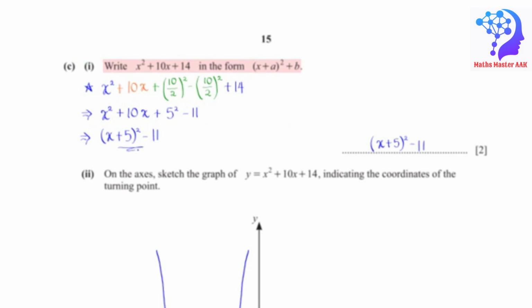Write x squared plus 10x plus 14 in the form x plus a squared plus b. In the first step, we add and subtract the square of a number, which we get by dividing the coefficient of the x term, which is 10, by 2. This part of the expression becomes x squared plus 10x plus 5 squared, and this part of the expression becomes negative 11. X squared plus 10x plus 5 squared can be written as x plus 5 squared. This gives us our final answer as x plus 5 squared minus 11.